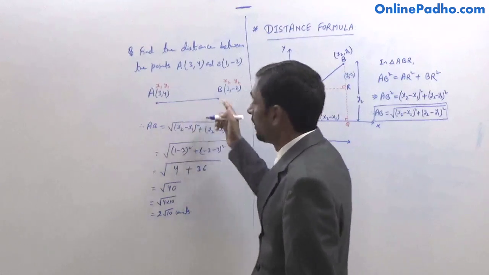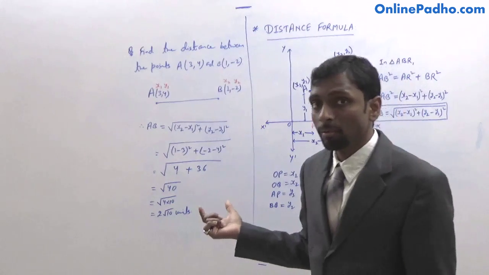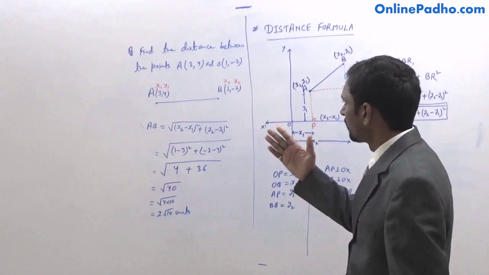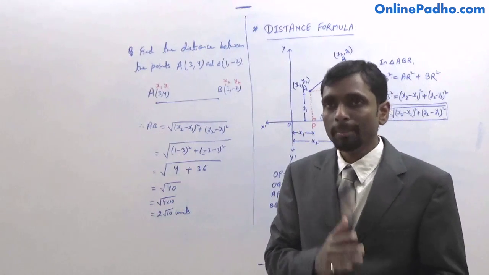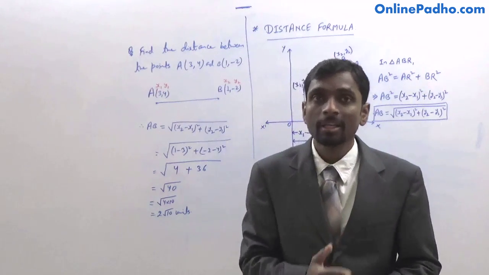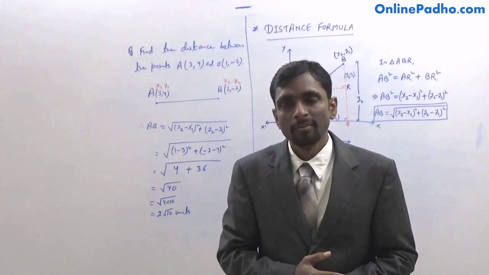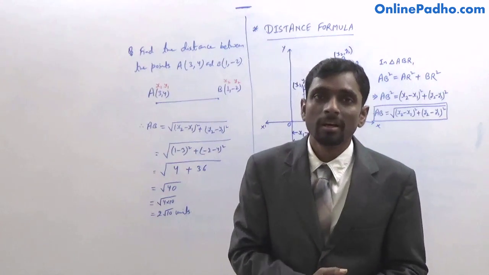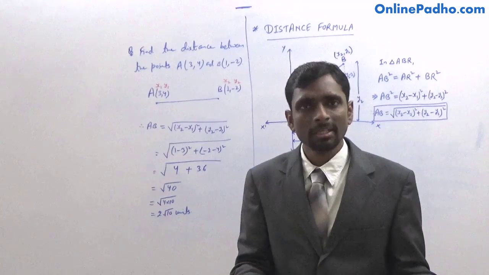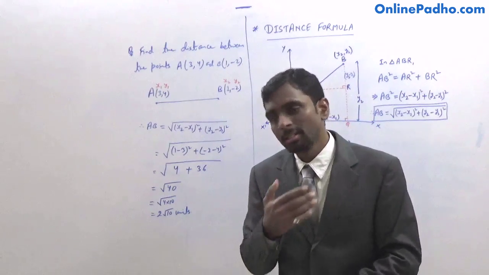This is the distance between these 2 points. In this way we can find the distance between any 2 points, right? Now these points are not numerical values only. They may be algebraic expressions, they may be trigonometric expressions, or they may be numerical values as well, right? We can find the distance between (A sin theta, B cos theta) and (A cos theta, B sin theta). It may be numerical, trigonometric, or an algebraic expression.